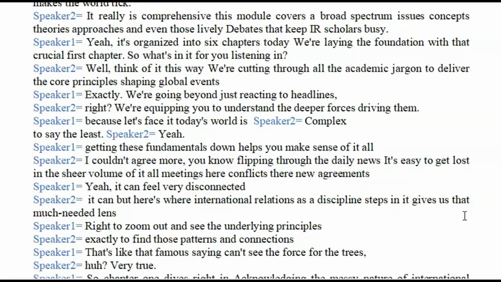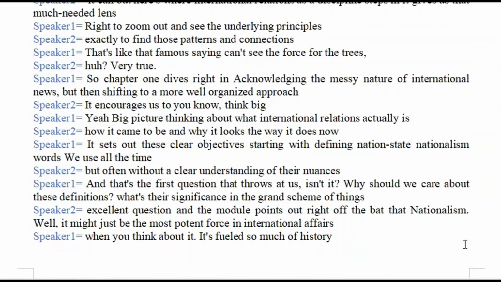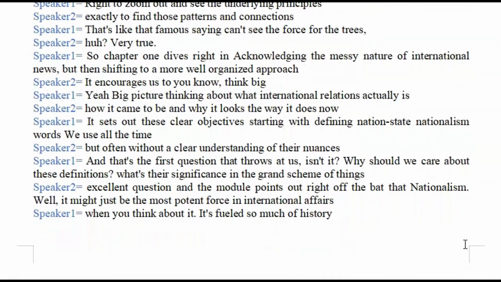It can. But here's where international relations as a discipline steps in. It gives us that much-needed lens. Right. To zoom out and see the underlying principles. Exactly, to find those patterns and connections. That's like that famous saying, can't see the forest for the trees. Very true. So chapter 1 dives right in, acknowledging the messy nature of international news, but then shifting to a more, well, organized approach.